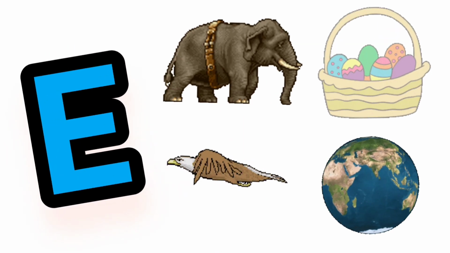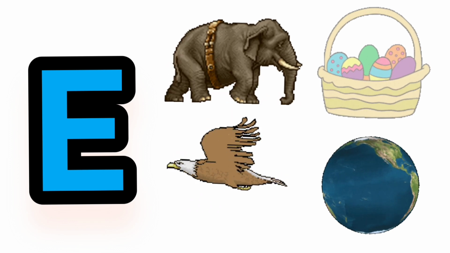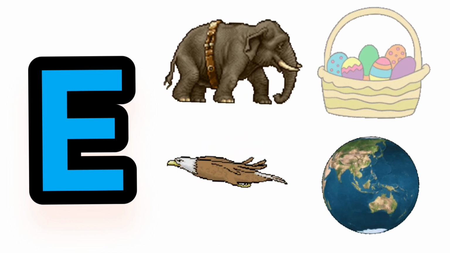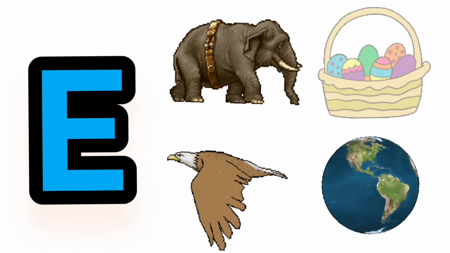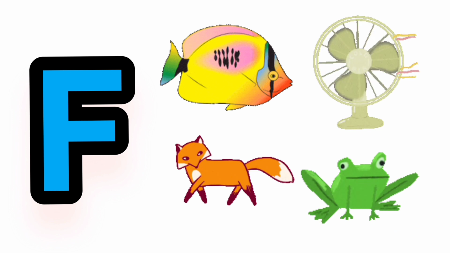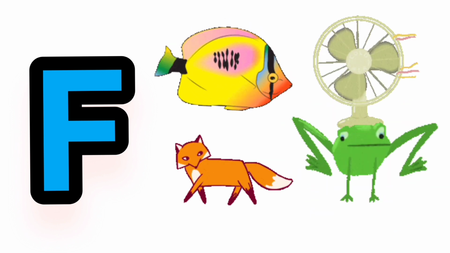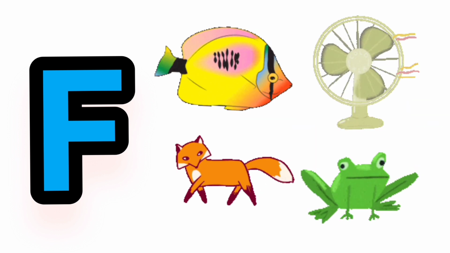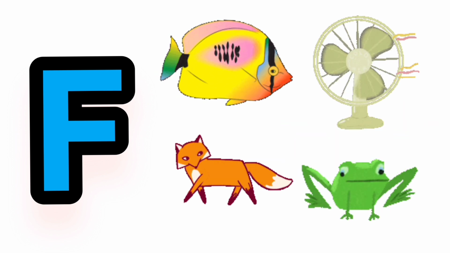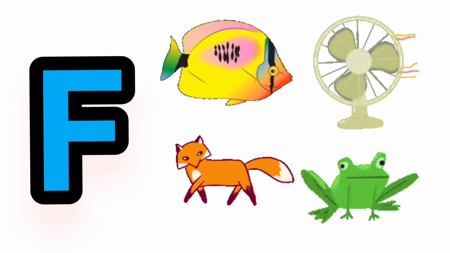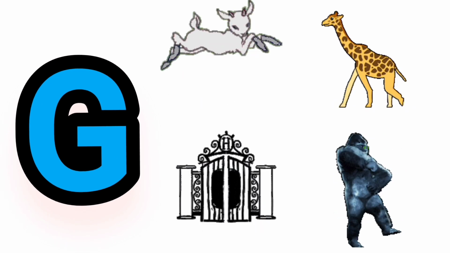E for elephant. Then E for egg. E for eagle. E for earth. F for fish. F for fan. F for fox. And F for frog. G for goat.